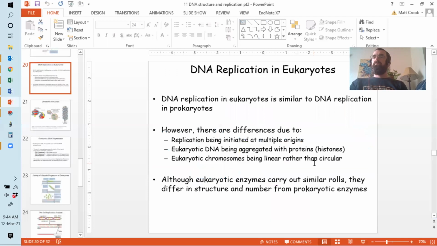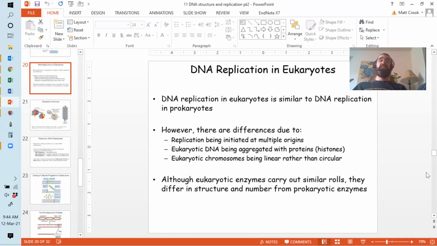Okay, so by and large, DNA replication in eukaryotes is very much the same as replication in prokaryotes. However, there are a few things which are different. One, we have multiple origins of replication there, right?